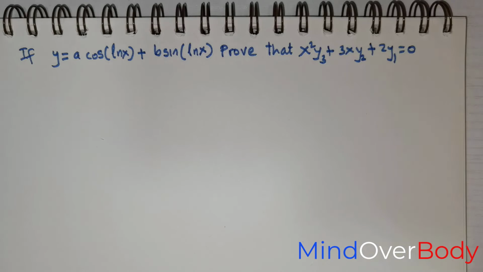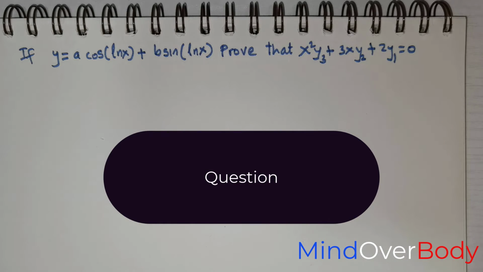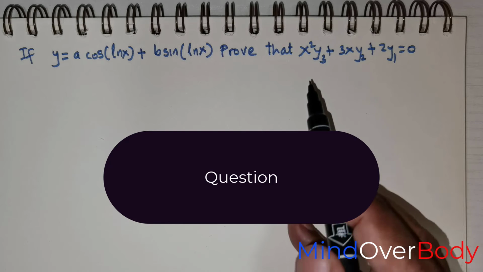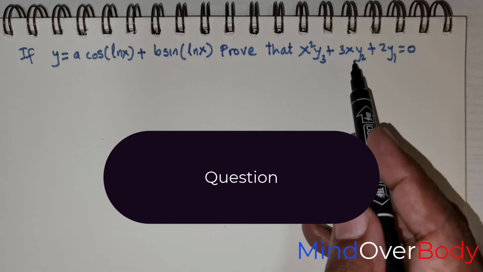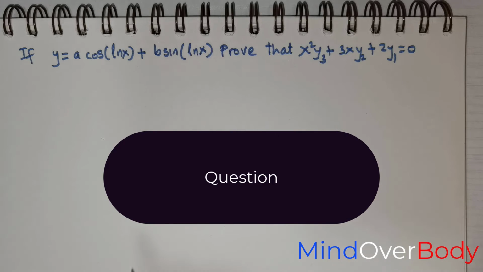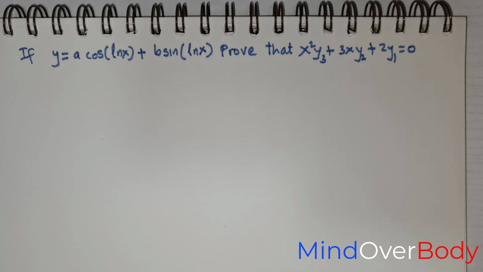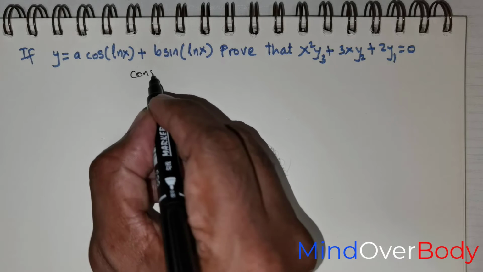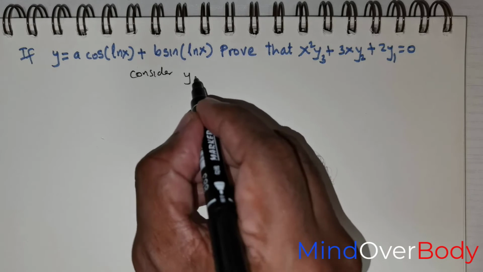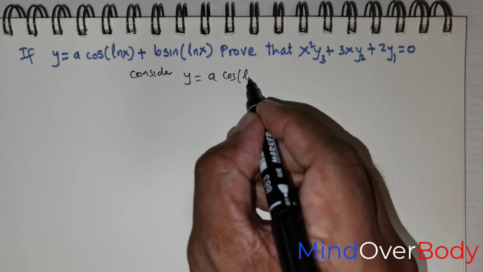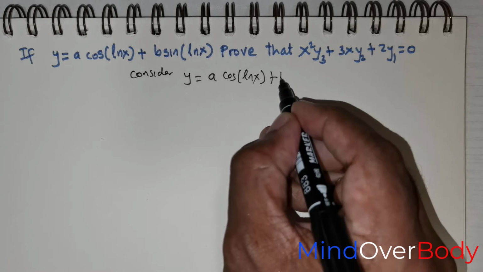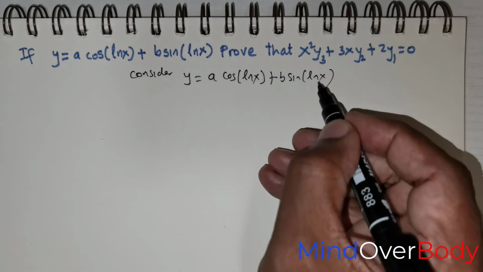Students, we are given this question: if y is equal to a times cos of ln x positive b times sine of ln x, we are expected to prove x squared times y suffix 3 positive 3 times x y suffix 2 positive 2 times y1 is equal to 0. So foremost, let us start off by considering y to be equal to a times cos of ln x positive b times sine of ln x.